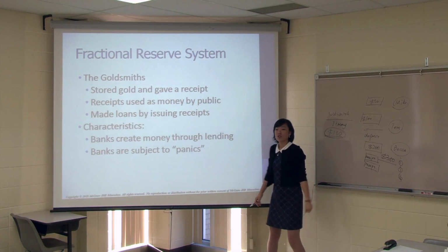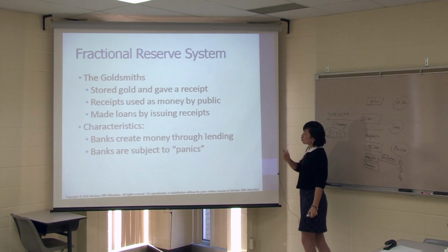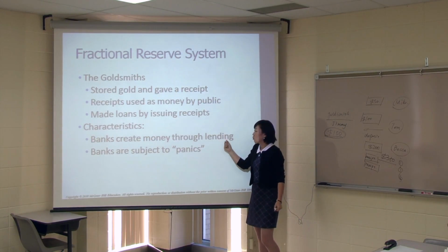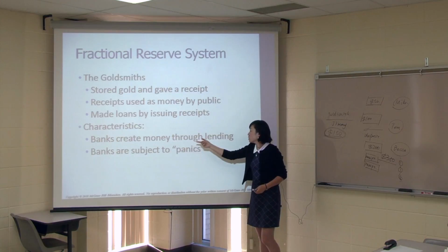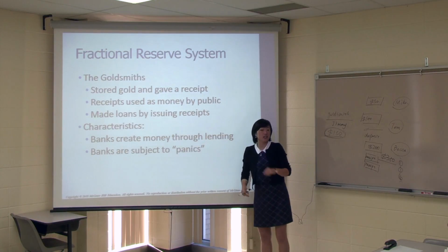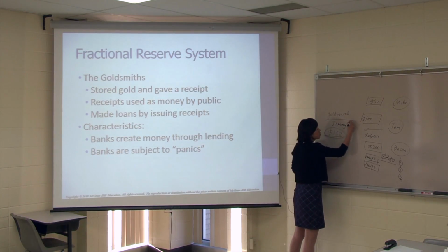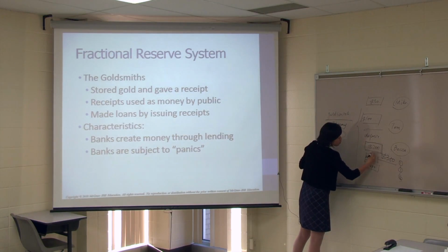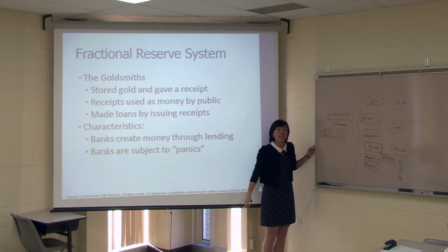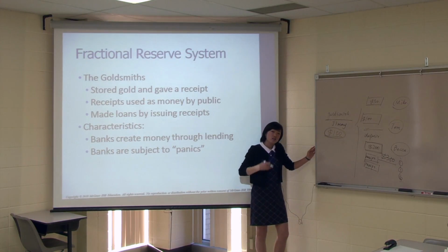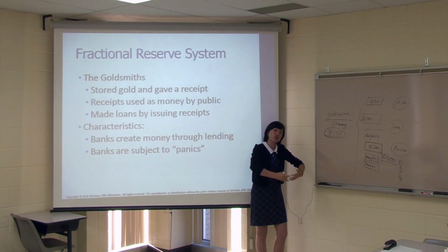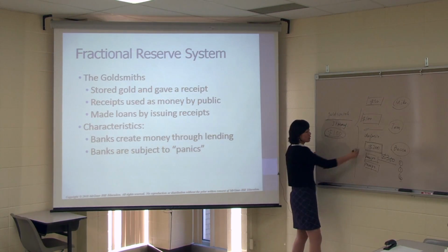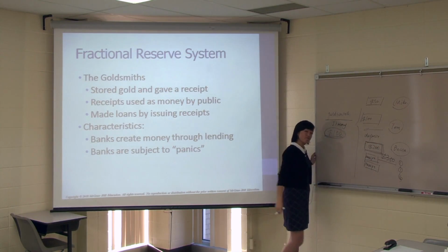So from this story, we can get two conclusions. The first one: banks create money through lending, exactly the same thing. The goldsmiths issue more money in circulation by writing those receipts. It's exactly like commercial banks. Whenever we get a loan from a commercial bank, we don't actually get a whole bunch of cash. What we get is a check.